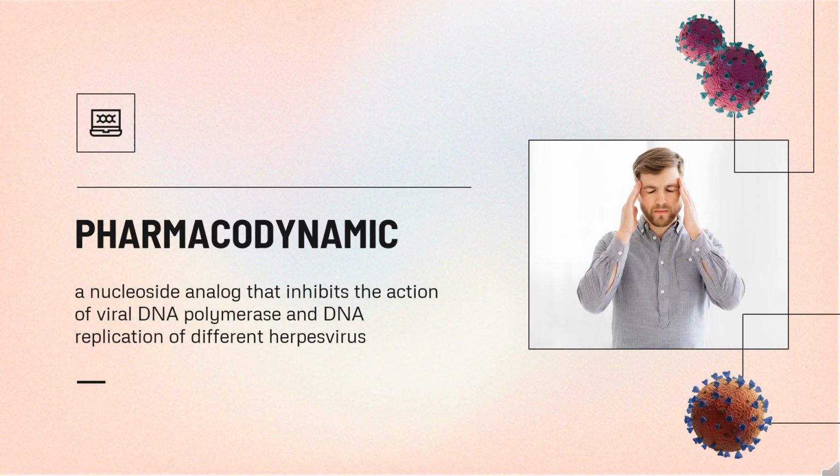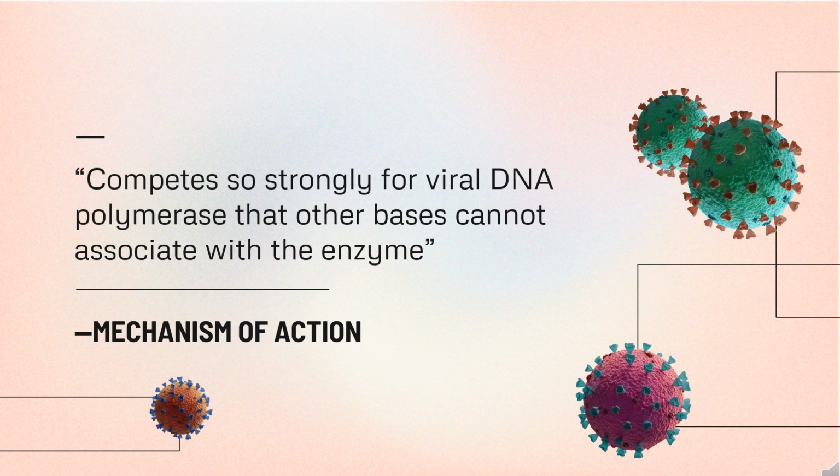Pharmacodynamics. Acyclovir is a nucleoside analog that inhibits the action of viral DNA polymerase and DNA replication of different herpes viruses. Acyclovir has a wide therapeutic window as overdose is rare in otherwise healthy patients. Mechanism of action. Acyclovir becomes acyclovir monophosphate due to the action of viral thymidine kinase. Acyclovir monophosphate is converted to the diphosphate form by guanylate kinase.